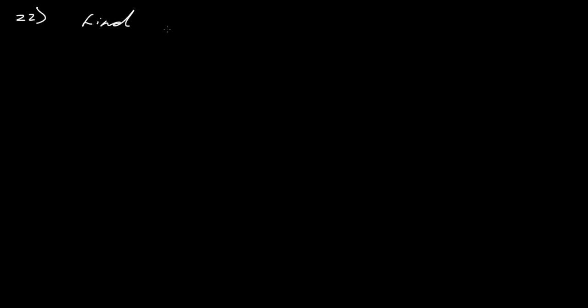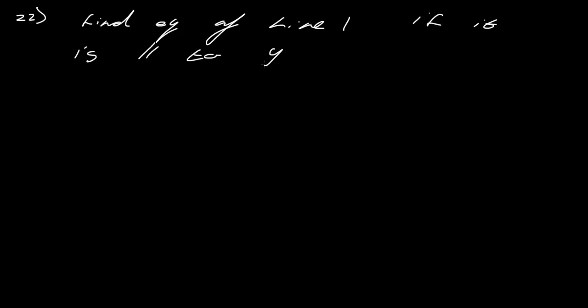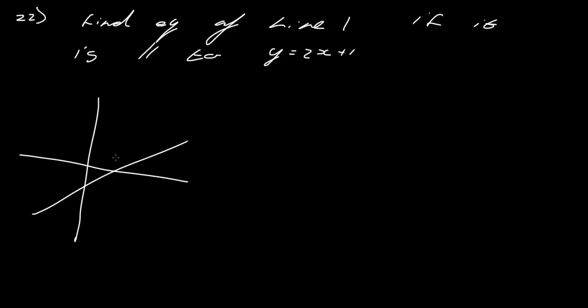Find the equation of line 1 if it is parallel to y equals 2x plus 3. And they give you a drawing of line 1. So line 1 looks like that, and they give you this. So this is line 1, and they give you the point here, (2, 3).